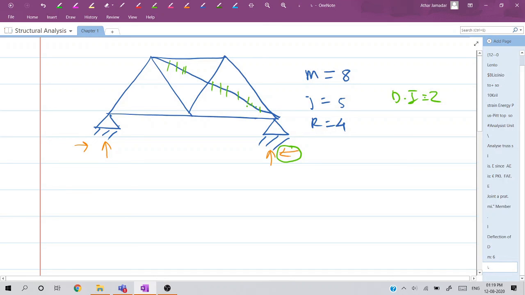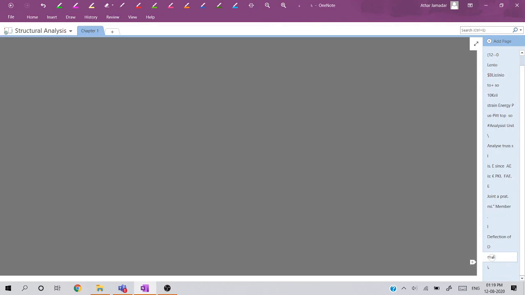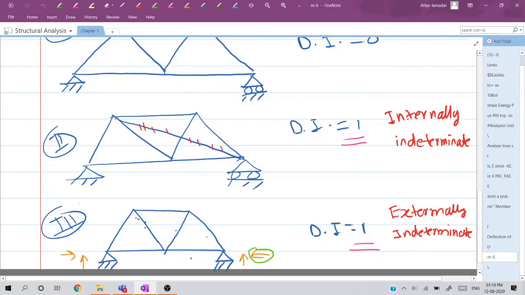Okay, so 1 degree of indeterminacy is coming from this external reaction and one extra is coming from this internal member. So whenever this type of case is there, this truss has both internal and external indeterminacy. Whereas in the previous problem, only external indeterminacy is there in case number 3. In case number 2, only internal indeterminacy is there.